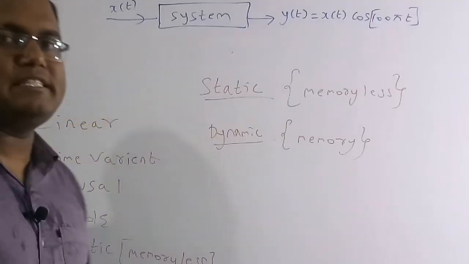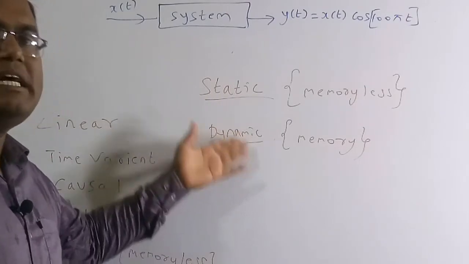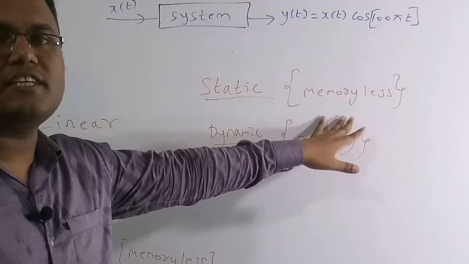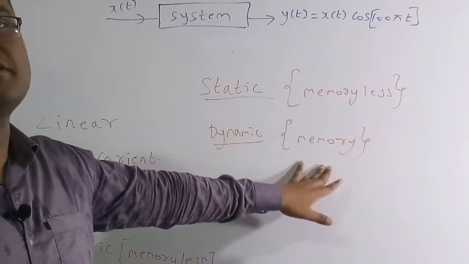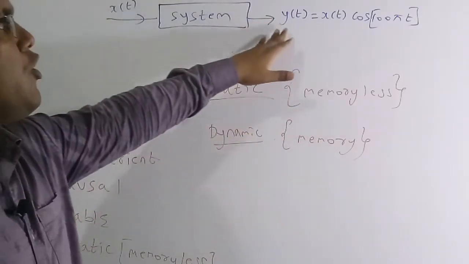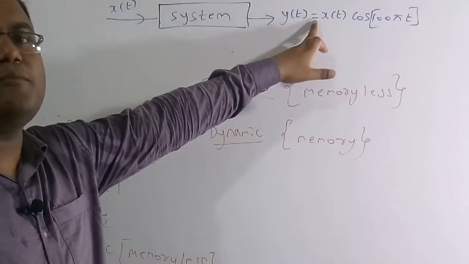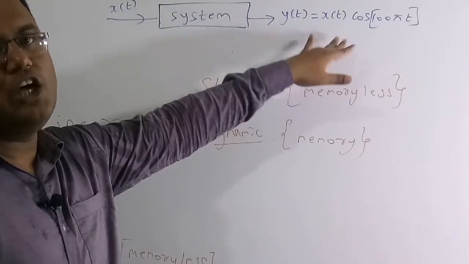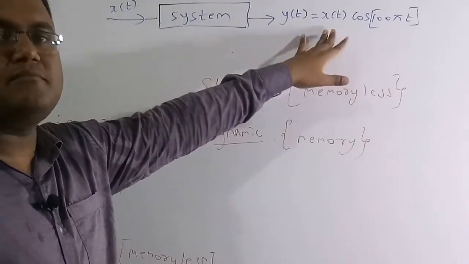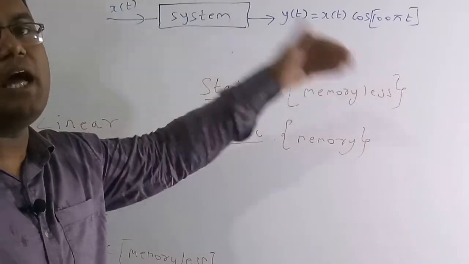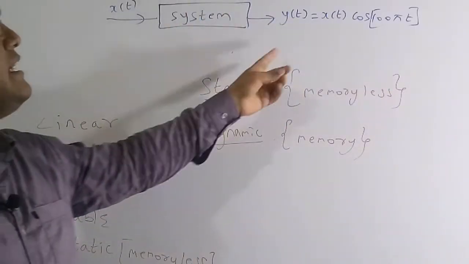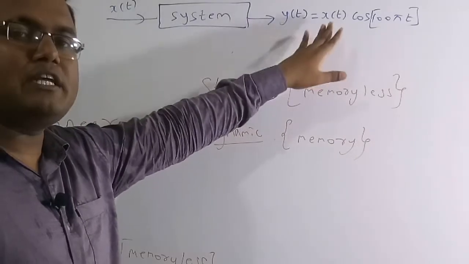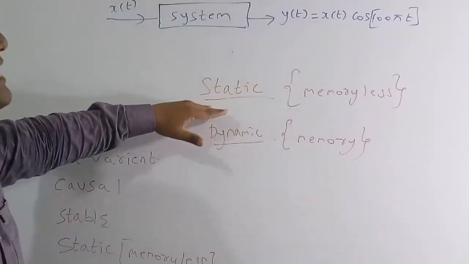Now we are going to check whether this system is a static system or a dynamic system. Static system means it is a memoryless system, and the dynamic system is said to be a memory system. Means here the present output is depending upon only the present input. It is independent of the past inputs. So we can say this system is a static system. Means there is no requirement of any memory for the past inputs. So therefore this system is a static system.